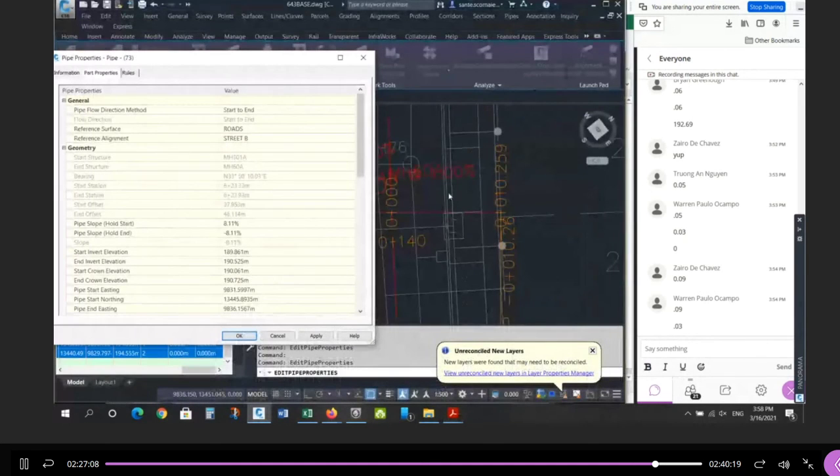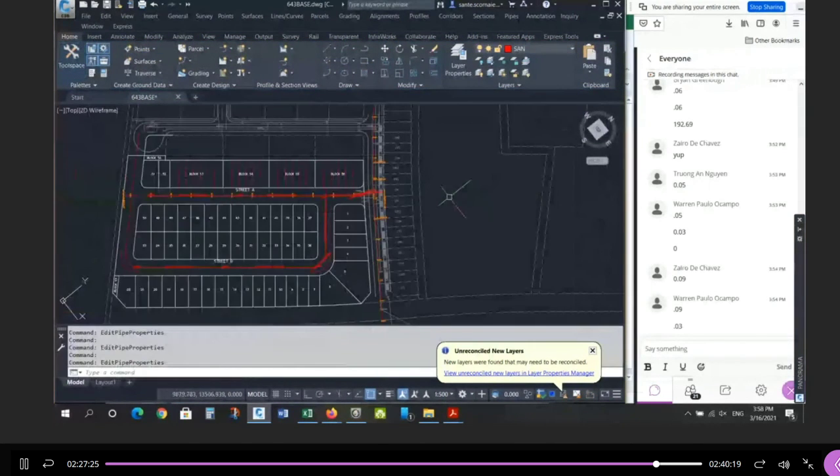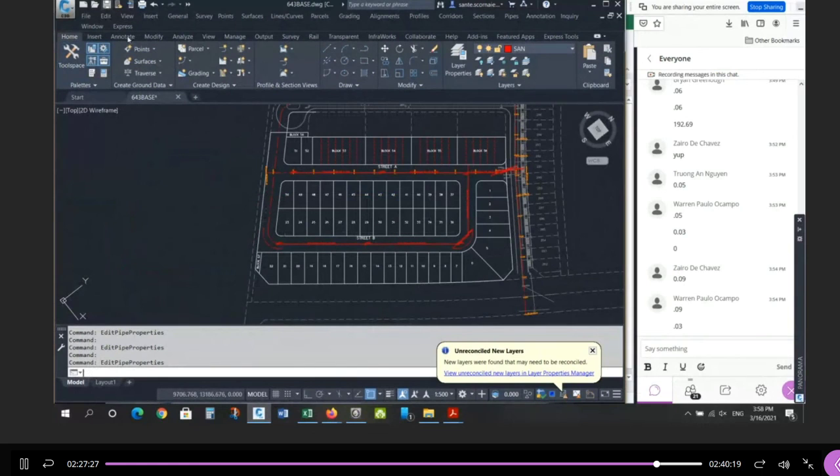0.5%. So then I'm going to hold the end of the pipe. I'm going to hold the end because I don't want to disturb the 190.525. This is 0.5%. Say apply. And now it keeps this and it calculates the start. And now I can say OK. So now all the pipes that I've digitized have the correct invert. All right, I'm going to save my drawing.